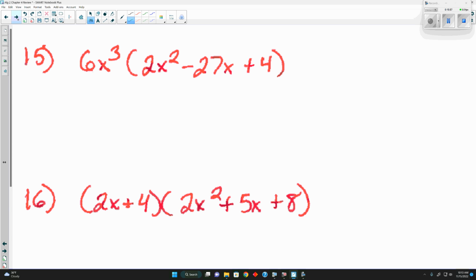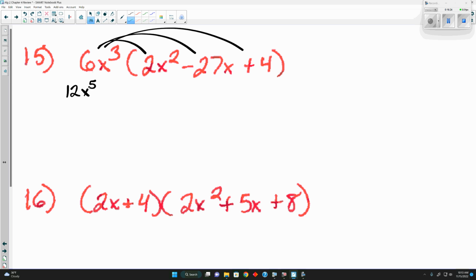Let's look at the next one, 15. Distributive property, we're multiplying these out. We only have one term, so we're just multiplying through. So we'll do 6x times 2x squared. Well, 6 times 2 is 12. X to the third times x squared would be x to the fifth. When bases are the same, we add the exponents.